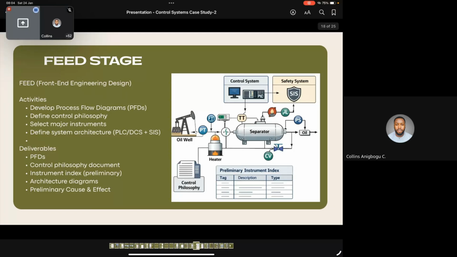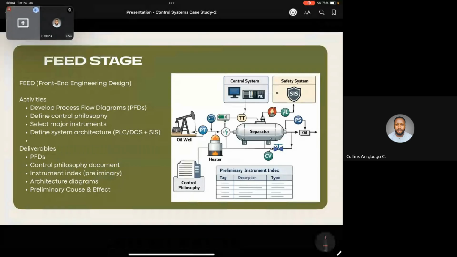And then you get to FEED stage. FEED is front end engineering design. And then the activities here, you develop the process flow diagrams. You define the control philosophy. You select major instruments, keyword major, and then you define system architecture.